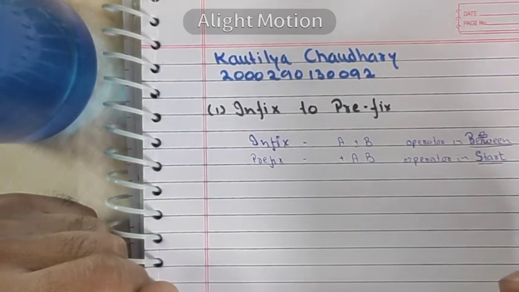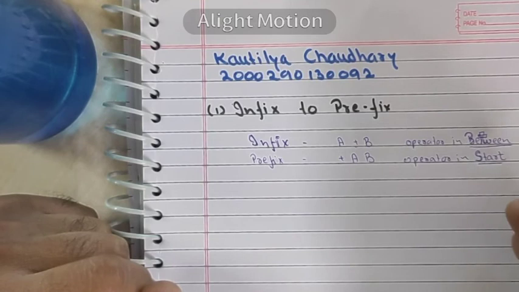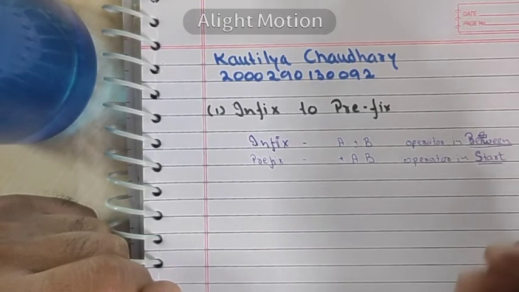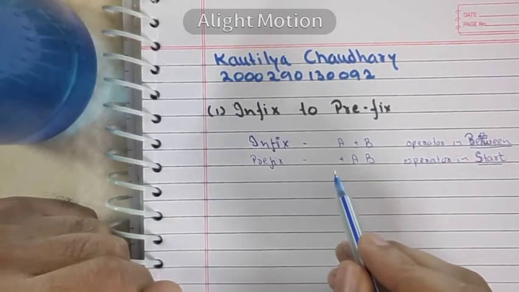A prefix expression is where the operator is in the starting of the two operands. That is, it is of the form operator, operand 1, operand 2. Like here, plus is before A and B. So it's a prefix expression.